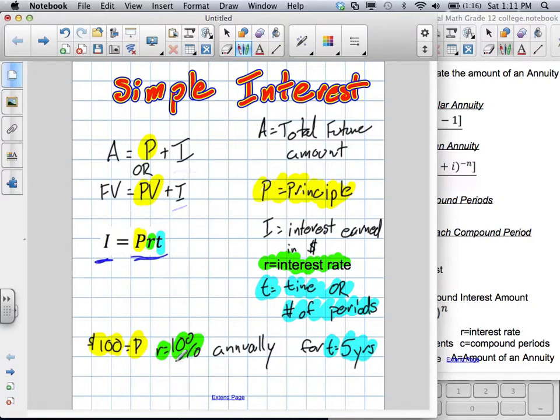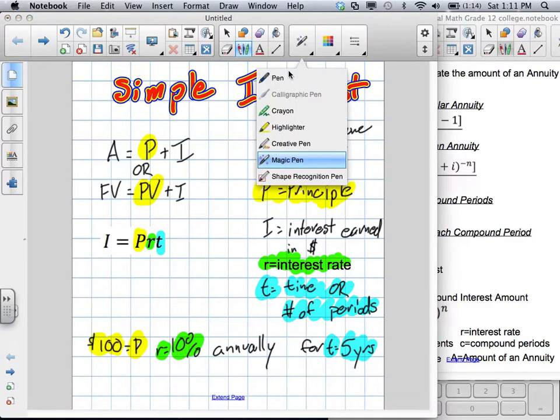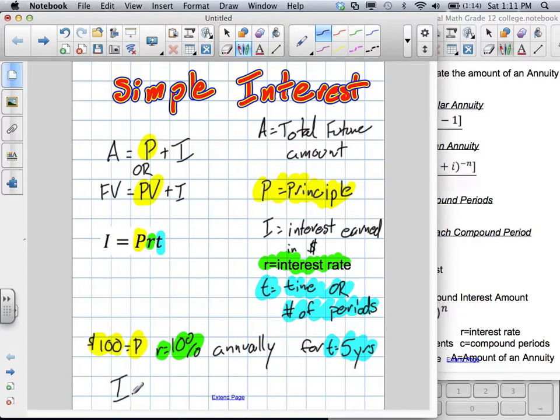values that I have. So the way simple interest works is you earn an interest amount, and every single period you earn that same interest amount. So let's make sense of that. What that means is I is equal to, the principal was $100.